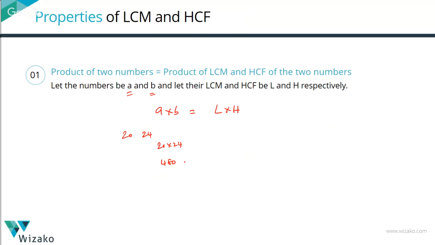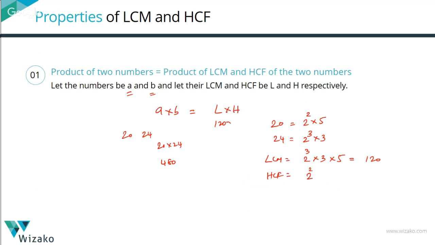Let's find the LCM and HCF of these two numbers. Prime factorize both. 20 prime factorizes as 2 squared into 5. 24 prime factorizes as 2 cubed into 3. For the LCM, list down all prime factors 2, 3, 5 with their respective highest powers: 2 cubed into 3 into 5, which is equal to 120. We computed this a little while ago. For the HCF, pick only the common prime, which is 2, in its lowest power, which is 2 squared. So the LCM is 120 and the HCF is 4.